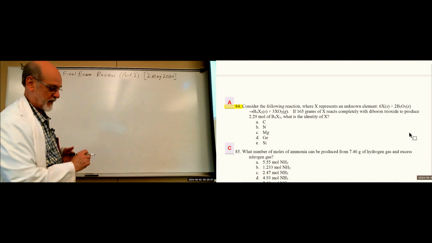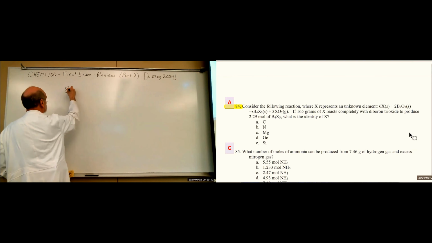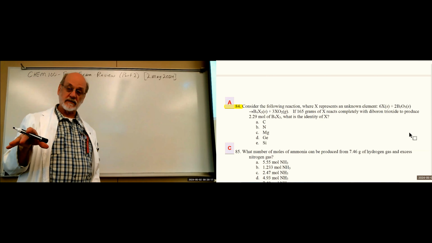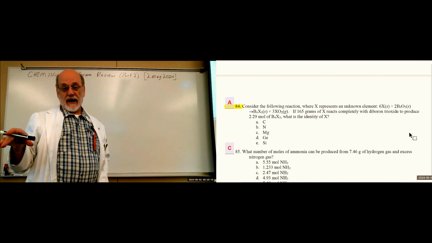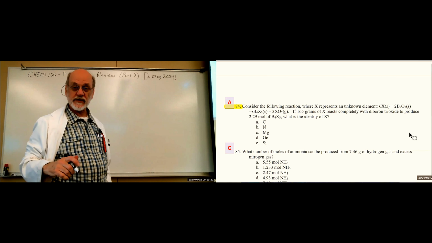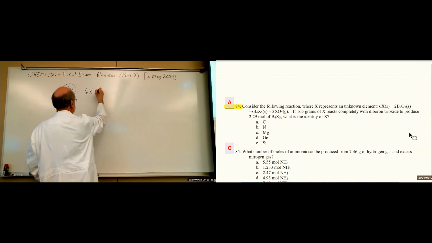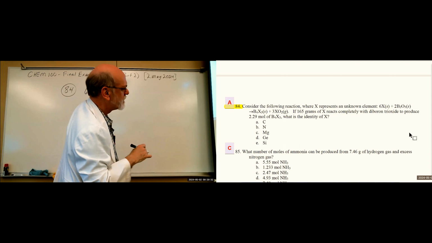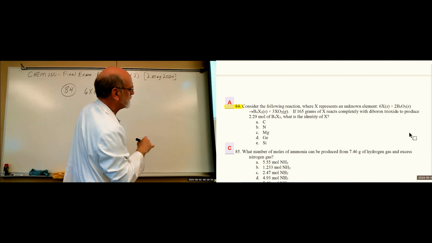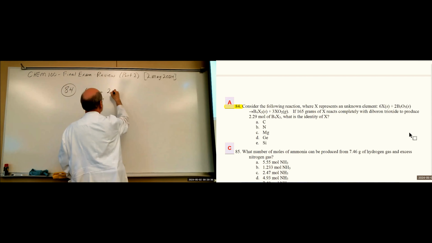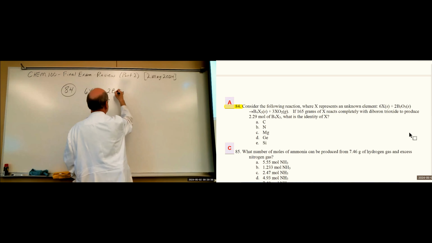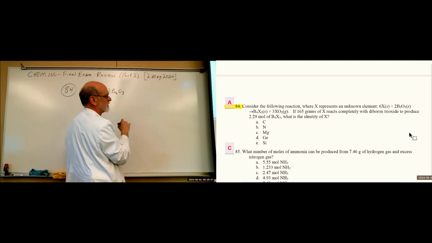84. Consider the following reaction where X represents an unknown element. Okay, so we're going to be working with this equation. 6X solid plus 2B2O3. Actually, it's diboron trioxide.